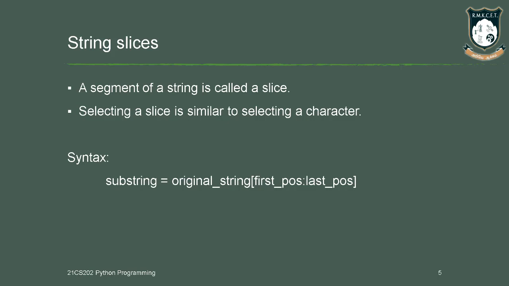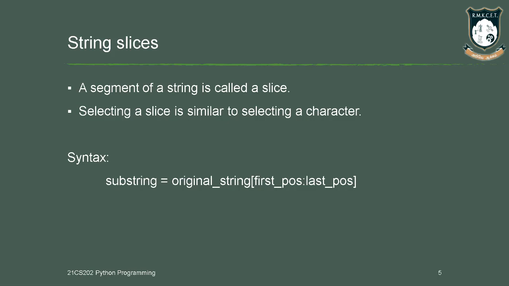For example, you have a string hello, and if you need to extract or select some characters from it, the process of extracting that substring from the main string is called string slicing. To do that, you declare a variable, which is equal to the original name of the string, and within the square bracket you mention from which index number to which index number you need to get the substring.